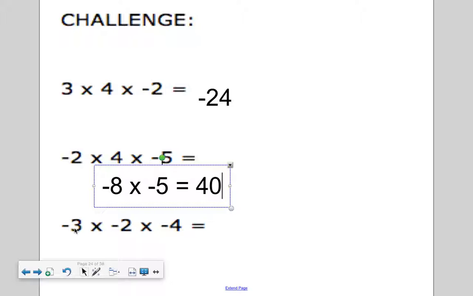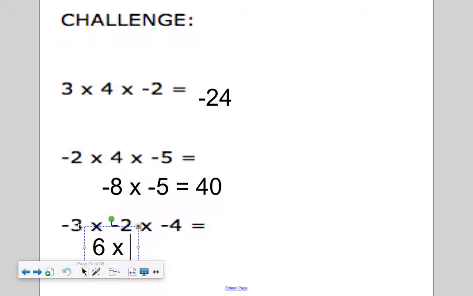Next one. Negative 3 times negative 2 times negative 4. Let's look at the first pair of numbers. It's the opposite of 3 times negative 2, or you can see what's the opposite of this negative, positive. 3 times 2 is 6, times negative 4. And what's 6 groups of negative 4? Negative 24.